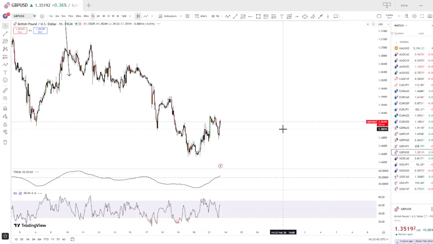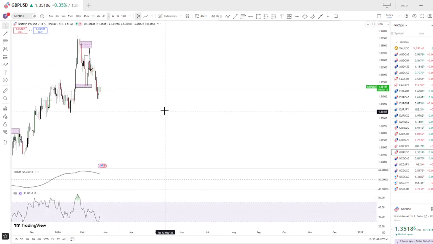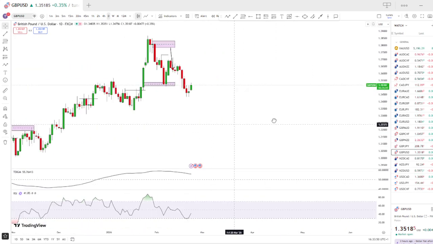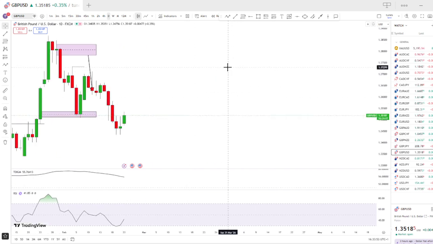Let's do GBPUSD. Daily time frame GBPUSD. So daily time frame GBPUSD straight away is this, which is very wide.